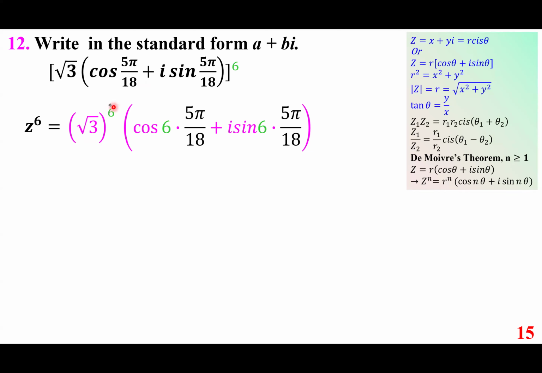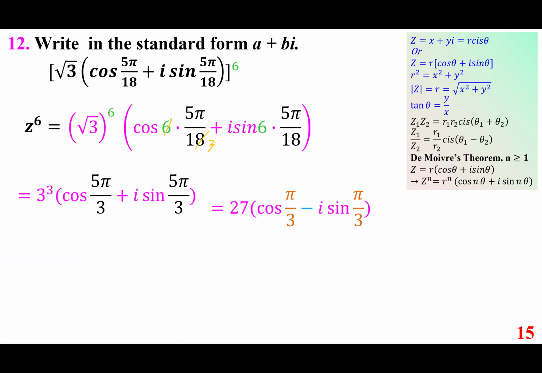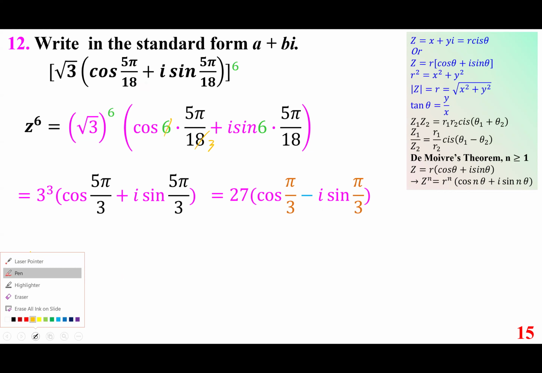So obviously square root of 3 to the power of 6 is 3 cubed, and the 6 goes away. 18 becomes 3. 5 pi over 3 is the same as pi over 3 for cosine, and negative for sine, because in the fourth quadrant, cosine is positive, but sine is negative.